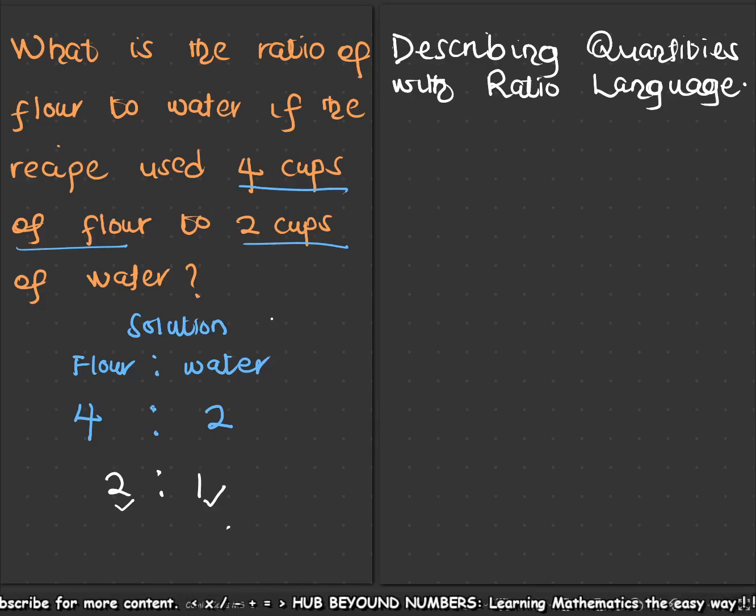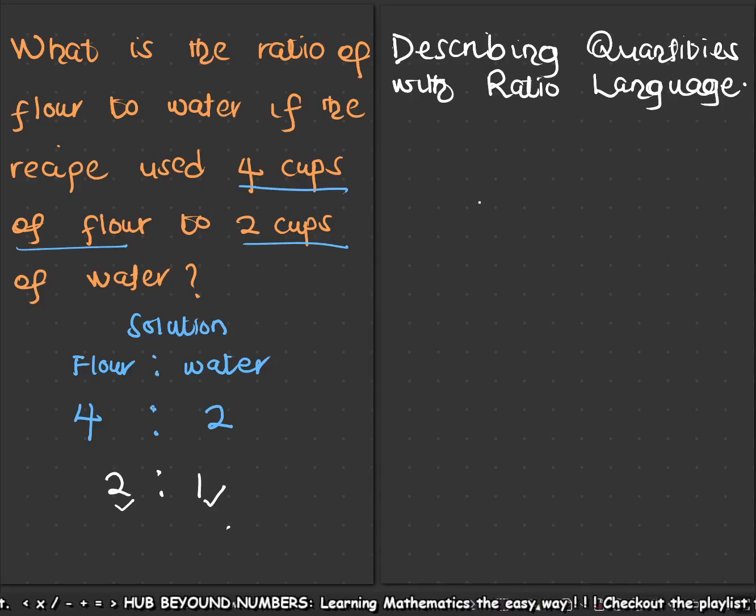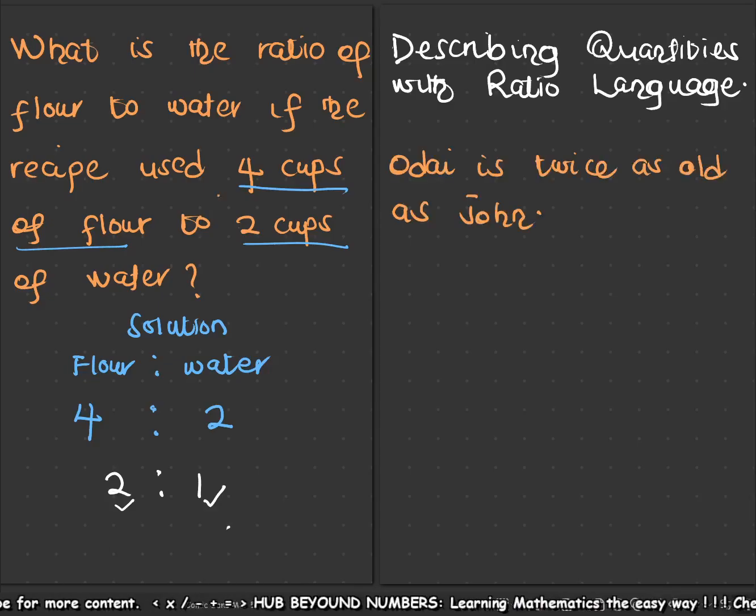So now that we know the basic ways of writing ratios, let's look at how we can describe quantities with the language of what? Ratio. In this section, we'll just be looking at terms such as twice as many, half, and then 3 times more, right? There are more, but if you're able to understand these basic ones, I'm sure you'd be able to what? Apply them as well.